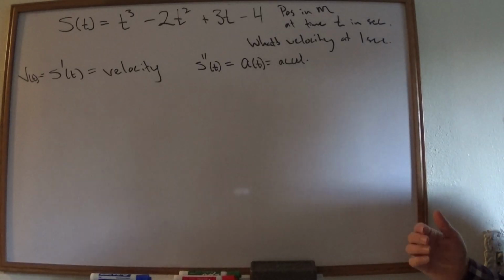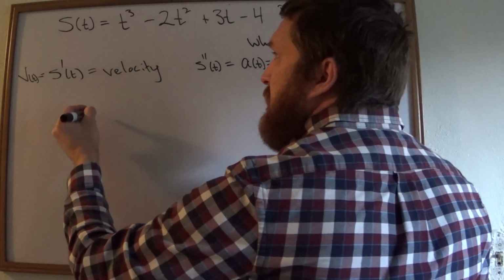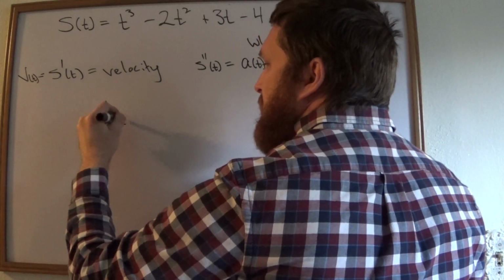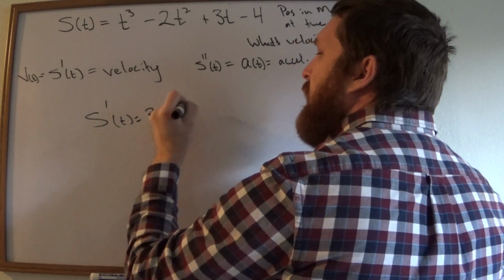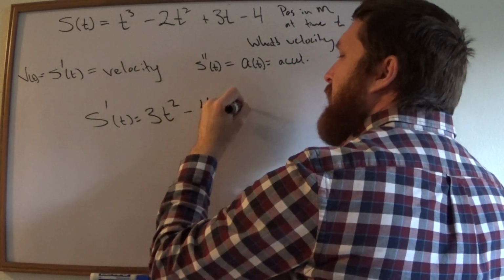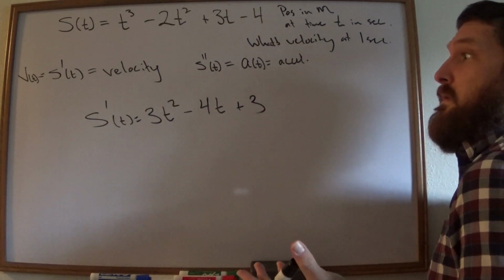And you'll have to do one of these. So how do you do this? How do you find the velocity at 1 second? I'll find the derivative. What is it? s prime of t is equal to 3t squared minus 4t plus 3. And so what is the velocity at 1 second?